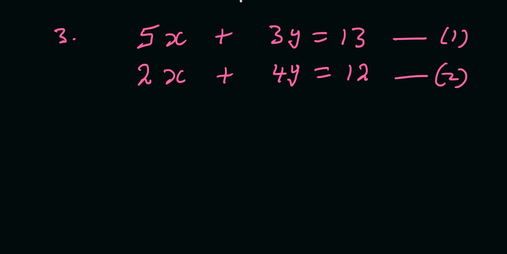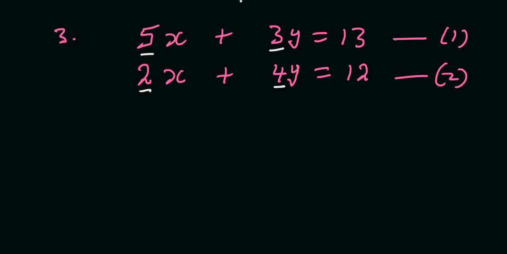Over here we have 5 as the coefficient of x in equation 1, and this is 2, the coefficient of x in equation 2. Here is 3, the coefficient of y in equation 1, and this is 4, the coefficient of y in equation 2. I want us to try and make the coefficient of x equal in both equation 1 and 2. You can see that we have 5 and 2, and the common multiple of 5 and 2 is 10.